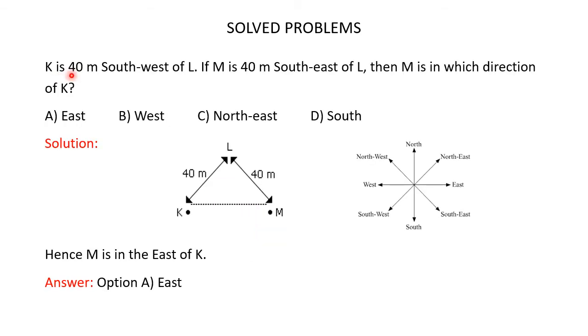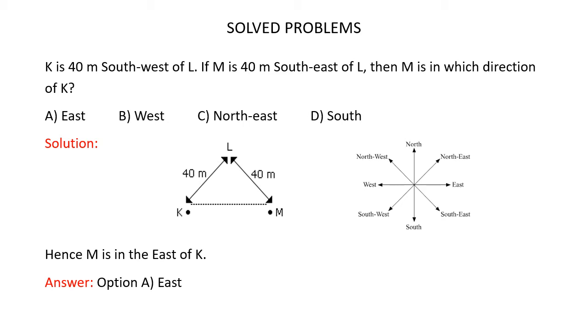K is 40 meters southwest of L. If M is 40 meters southeast of L, then M is in which direction of K? You are given 4 options here and you have to find out which of these options is the correct one. Now let's draw a diagram for the information given in the question.